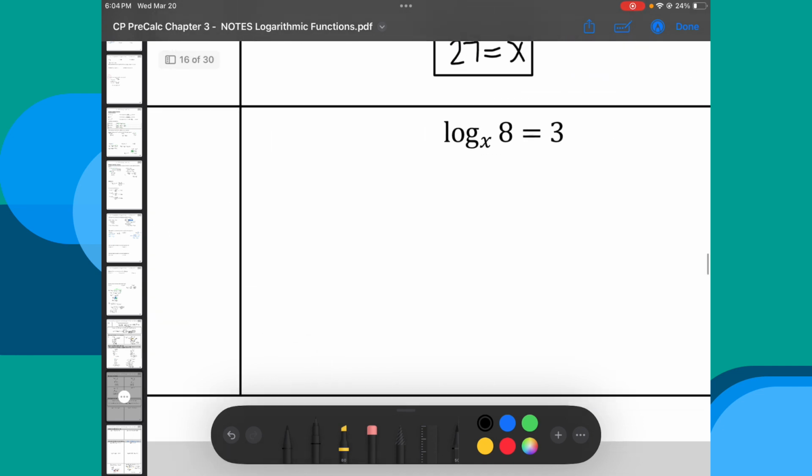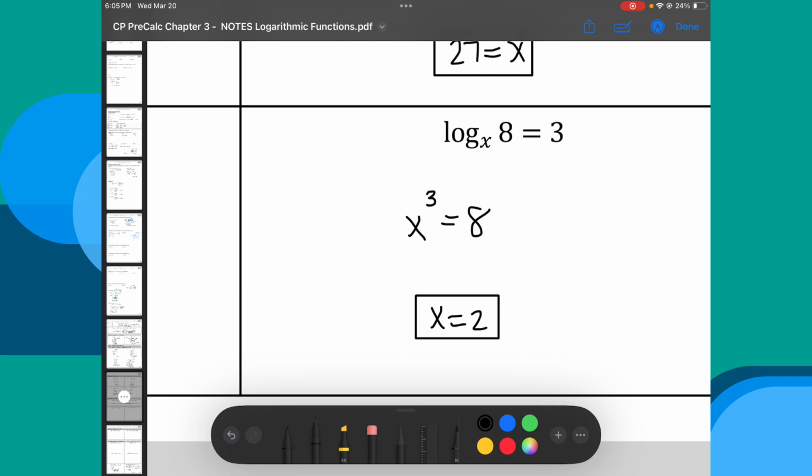And then lastly, we have x raised to the 3rd power is equal to 8. So we kind of have to think, what number to the 3rd power is equal to 8? You can do a little guess and check. But most people recognize that it's 2.